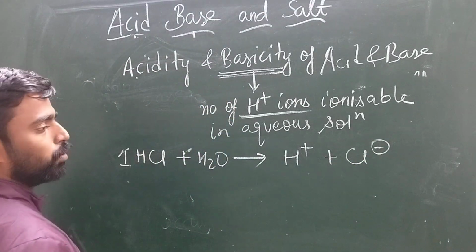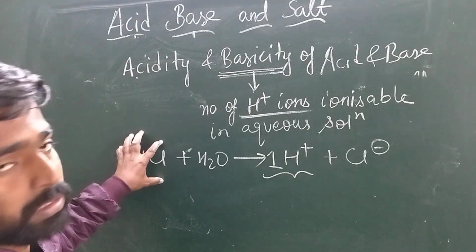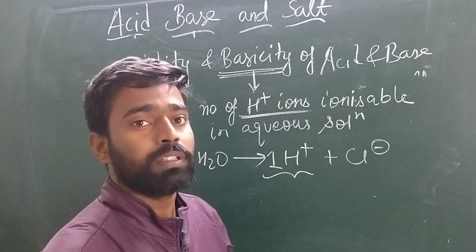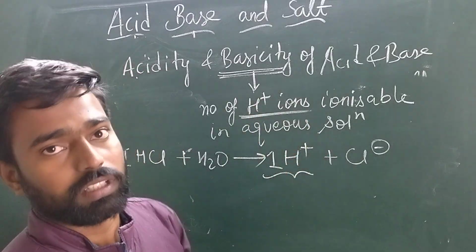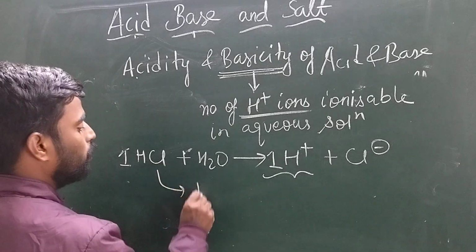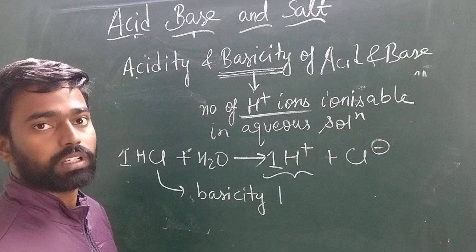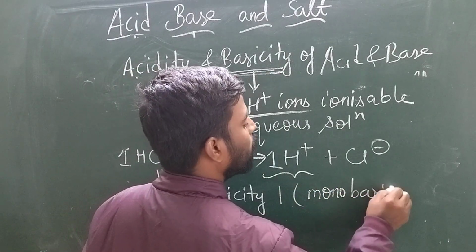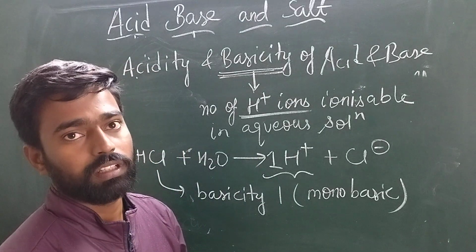1 molar HCl gives 1 molar H plus ion. Any substance when dissolved in aqueous solution will give how much hydrogen ion? The number of hydrogen ions is its basicity. This is the acid, and the basicity of HCl is 1. We call it monobasic because it gives only 1 H plus ion.